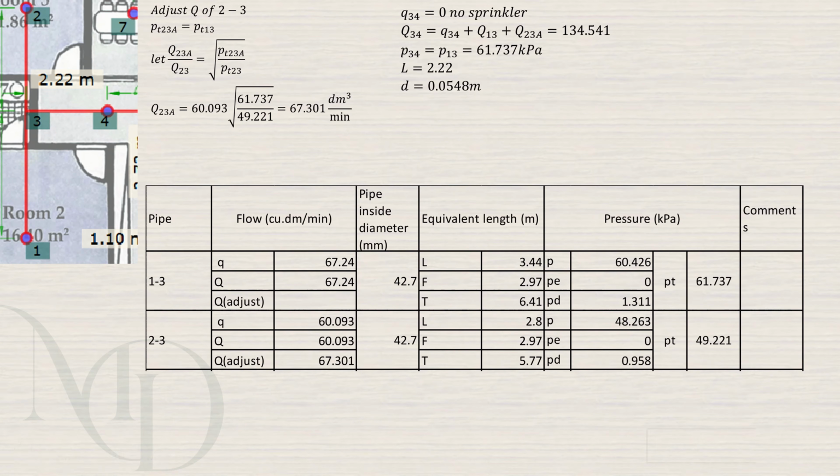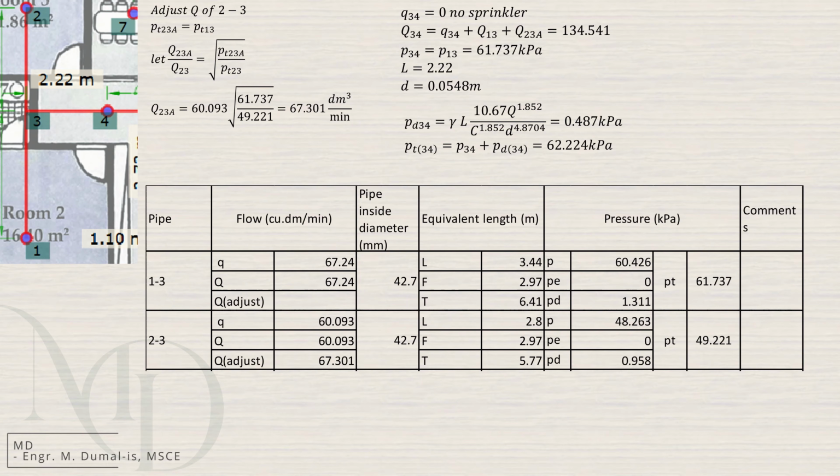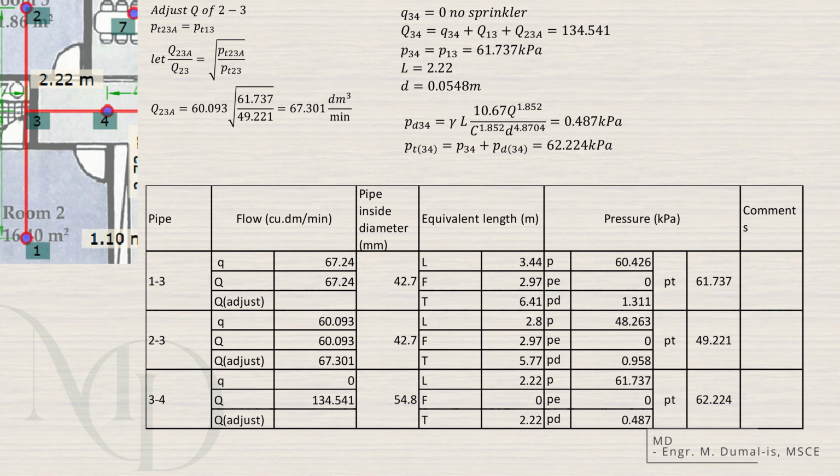Next, we solve for the equivalent or effective length of the pipe. Since there are no other fittings before pipe 3 to 4, its equivalent length is simply the actual length of the pipe. Also, remember that pipe 3 to 4 is part of the cross main, so its nominal diameter is 2 inches. Using the table, we get an inner diameter of 54.8 millimeters. Now that we have all the necessary values, we can proceed to calculate the pressure drop demand for this run. And as always, after completing the calculations, we record and tabulate all the results in our summary table.